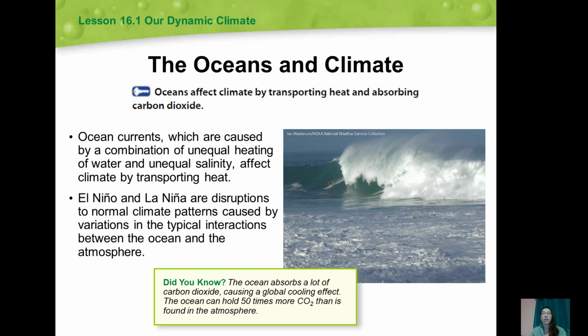As part of this pattern, cooler, saltier water at the poles sinks, and warmer, less salty water from the equator moves to take the place of the cooler water. In the Gulf Stream in the Atlantic Ocean, warm surface water flows northward from the equator. The warm water keeps Europe warmer than it would be otherwise.